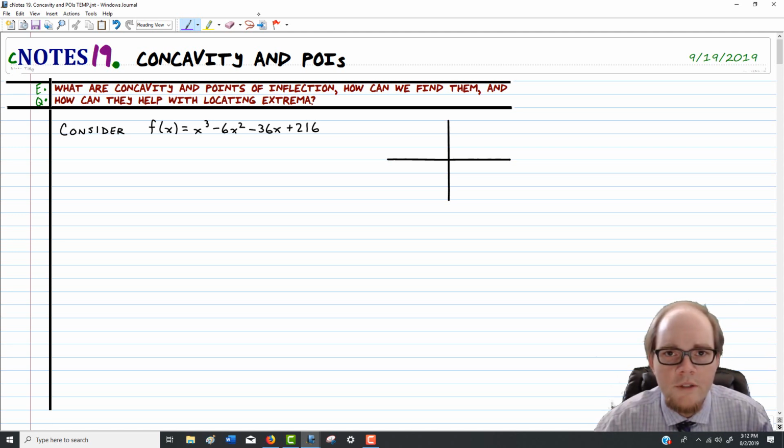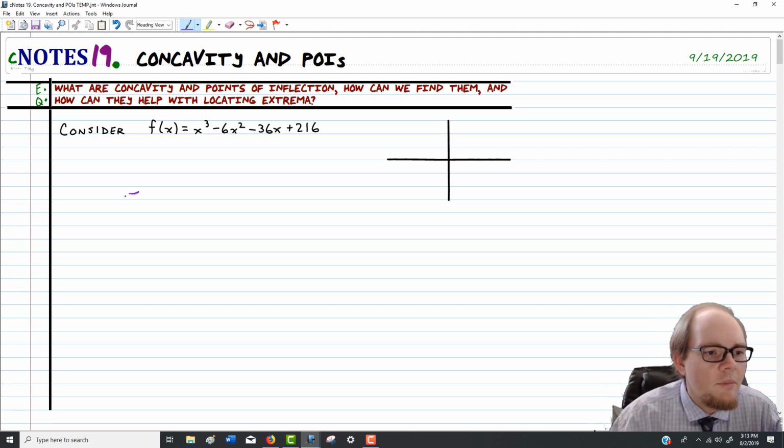So as you have probably already seen, I'm starting by asking you to consider a particular function, which is a positive cubic function, x cubed minus 6x squared minus 36x plus 216. And my goal here is to start with something really simple to illustrate and give you a visual context for what concavity is, specifically.